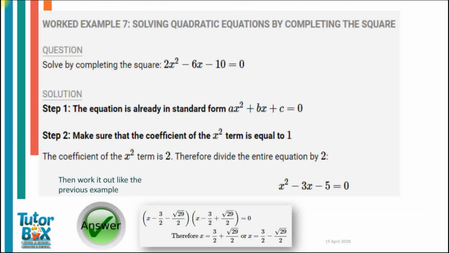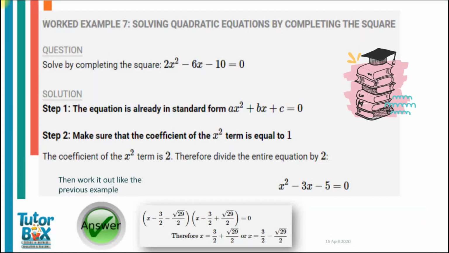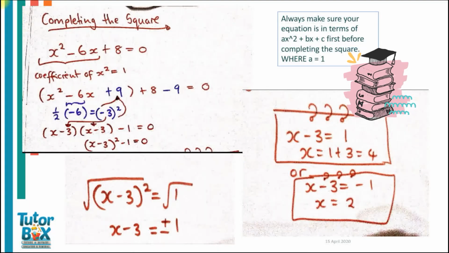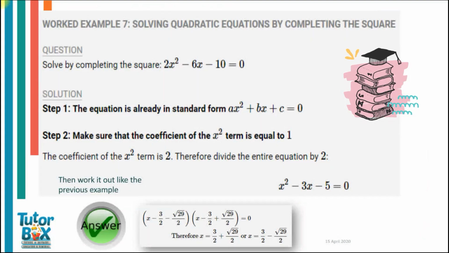Okay, and then now we want to solve quadratic equations by completing the square. I'll just start this one off, and then you guys will notice that it's very easy. You just refer back to this part, and then you can complete it by yourselves. So the question says solve by completing the square: 2x squared minus 6x minus 10 is equal to 0.